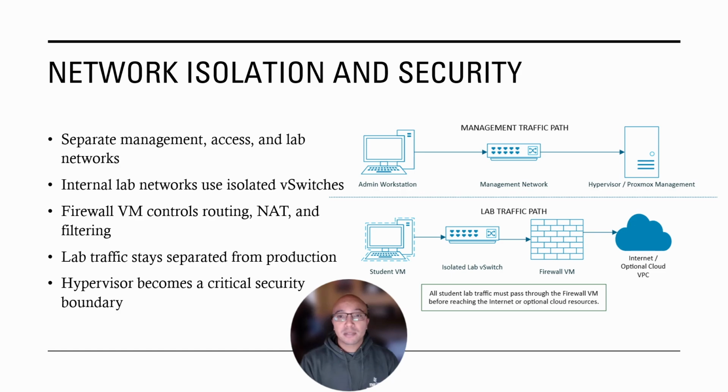The hypervisor management interface should be kept on a restricted management network. Student lab systems should be connected to isolated virtual switches with no direct physical uplinks. When a lab system needs internet access or access to external resources, that traffic passes through the firewall VM. The firewall VM handles routing, filtering, NAT, and access control. That creates a boundary between the training environment and outside networks.